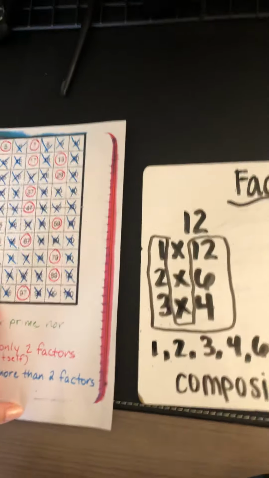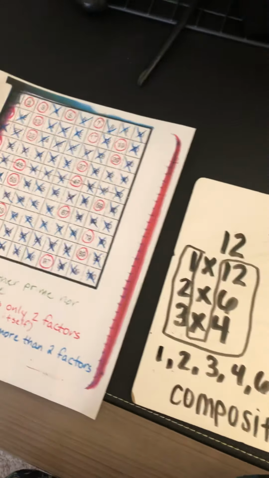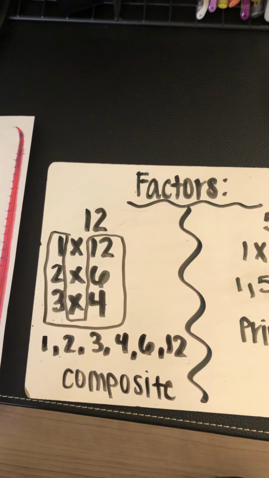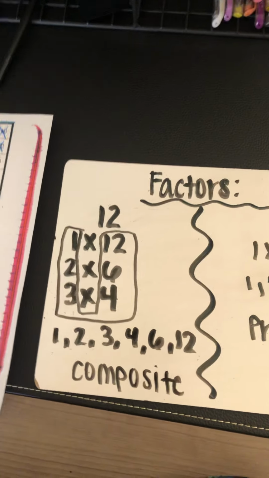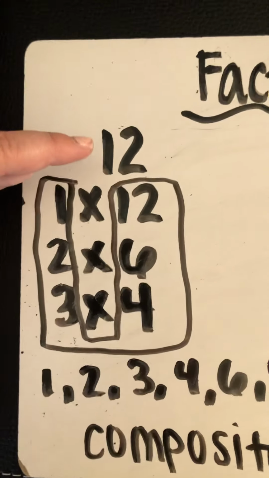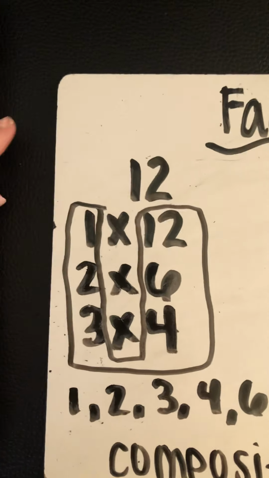Alrighty, we are going to talk about prime and composite numbers, but before we talk about that, let's review some factors because these factors are going to help you decide if numbers are prime or composite. So let's go over the number 12. We're going to list all the factors of 12.